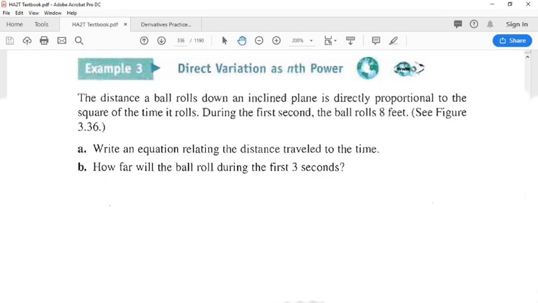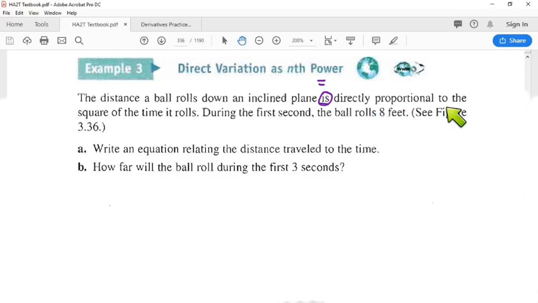Yeah, here's another direct variation problem. We got some words, so let's read them. The distance a ball rolls down an inclined plane is, I see the word is. Whenever I see the word is, I know that means equals most of the time. So I'm going to put an equal sign right there.